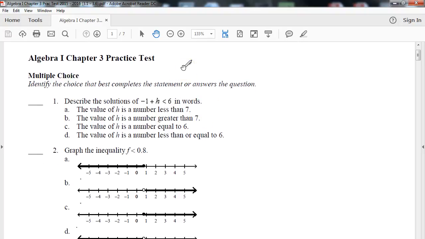Let's get started with number 1. We have: describe the solutions of -1 plus h is less than 6 in words. The best way to start this problem is to get h isolated on one side of the inequality. We'll do that by adding 1 to both sides, leaving us with h is less than 7. And really that is exactly what it's asking for to describe the solutions in words. H is less than 7. That is option A.